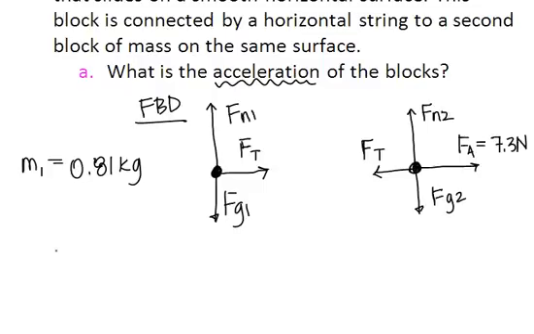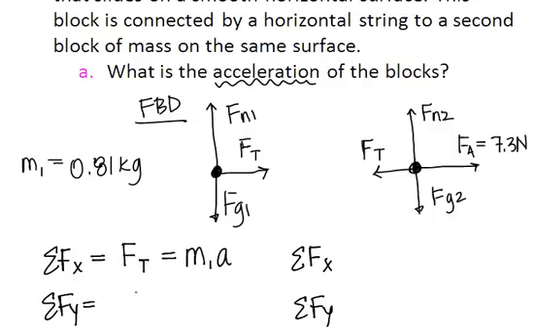So now we have to sum the forces. On M1, I have the sum of the forces in the x direction. Oh, what do we have? The tension force. That's it. Is it balanced? No way. There's not even another force acting on it. So it's definitely going to equal, and I'm going to call it M1A. I love symbols. The forces in the y direction on that guy, we'd have F normal 1 minus FG1, but it's balanced in the vertical direction. It's not hopping up and down.